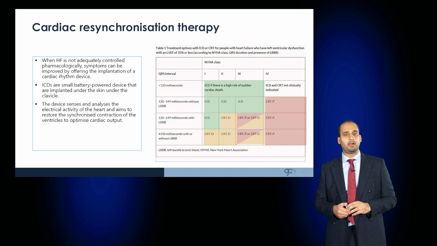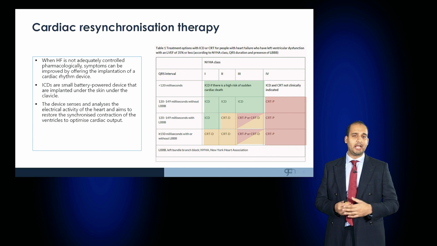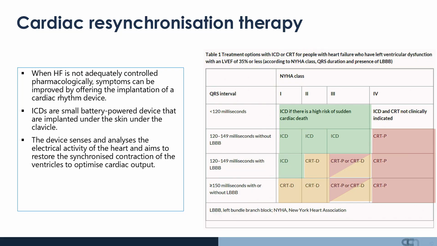Cardiac resynchronization therapy may be required if heart failure is not adequately controlled pharmacologically, and the patient can be offered the implantation of a cardiac rhythm device. These are small battery-powered devices that are implanted under the skin, under the clavicle, and this senses the electrical activity of the heart and aims to synchronize the left and the right ventricle to contract together to optimize the cardiac output. And based on the QRS interval, based on the New York Heart Association classification of the patient, as well as the overall assessment, the patient can be offered an implantable cardiac defibrillator device, and this can improve their quality of life.